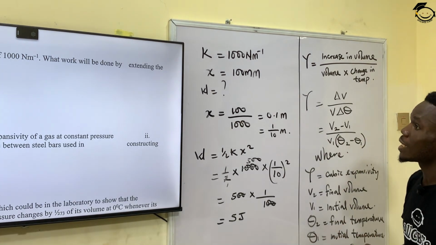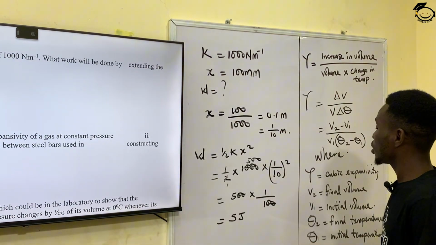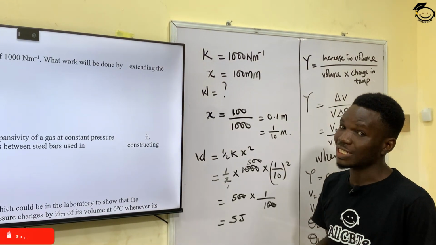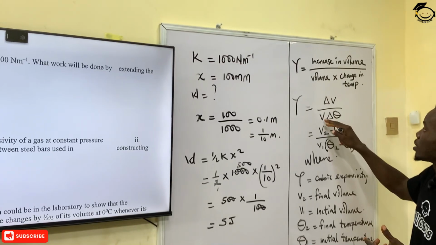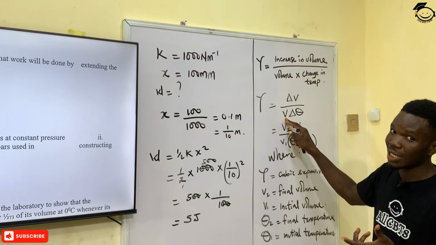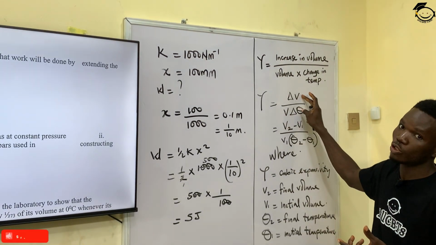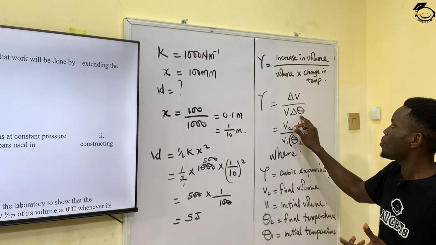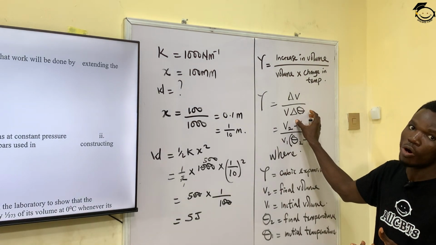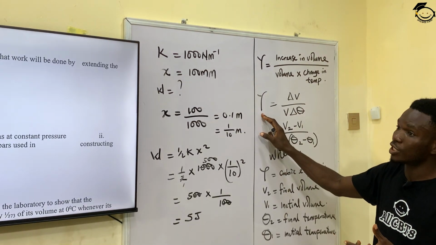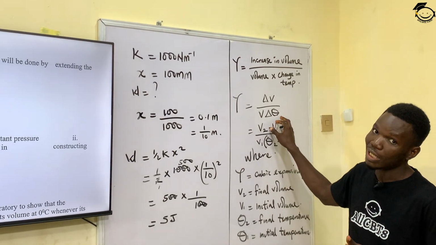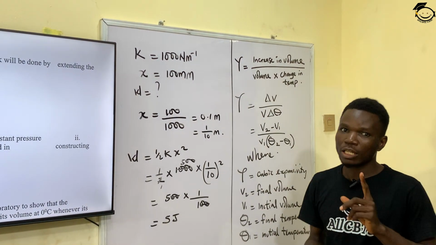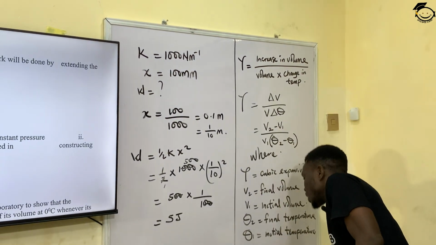So please note that all expansivities are measured in per Kelvin, and the reason is because volume here is measured in meters cube divided by volume, which is also meters cube. So meters cube will cancel meters cube, and I'll be left only with temperature. And because the temperature is in the denominator, it means that my cubic expansivity, my linear expansivity, and my area expansivity, which follow the same format, are measured in per Kelvin. That is the unit.